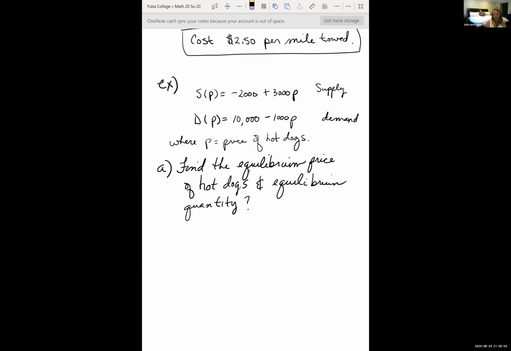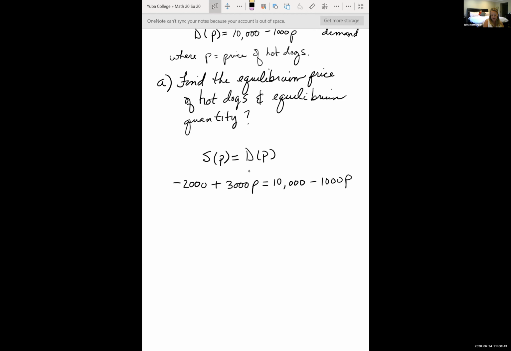Okay, so equilibrium price. It's an equilibrium when the supply is equal to demand. So we're looking at when is S of P equal to D of P. So we're looking at when is our equation for our supply, negative 2,000 plus 3,000 P, equal to 10,000 minus 1,000 P. So we're trying to solve for price here.